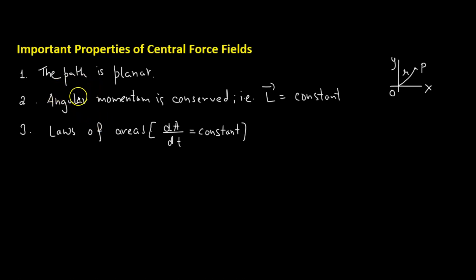The path is planar. Now the moment we consider the path is planar, we will be restricted to a two-dimensional motion, because in a plane we only need two dimensions, either the x coordinate or the y coordinate, to represent the position of a particle in space.